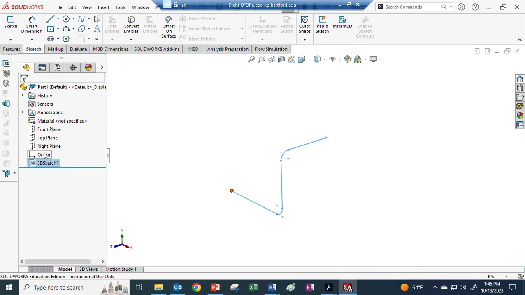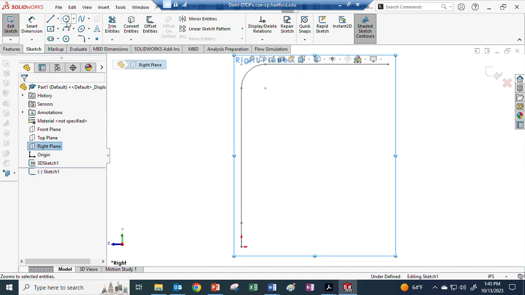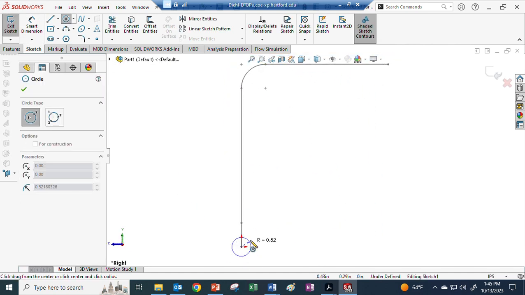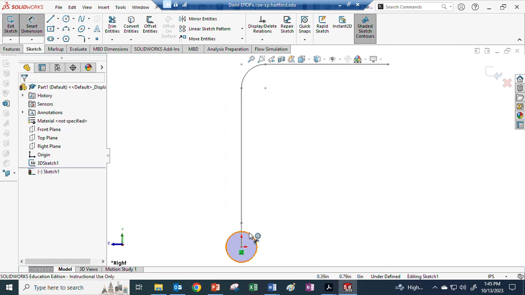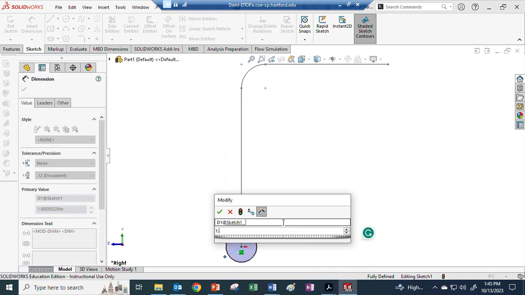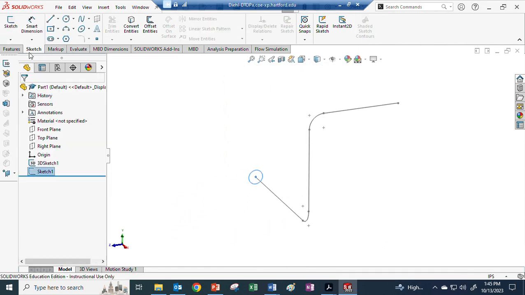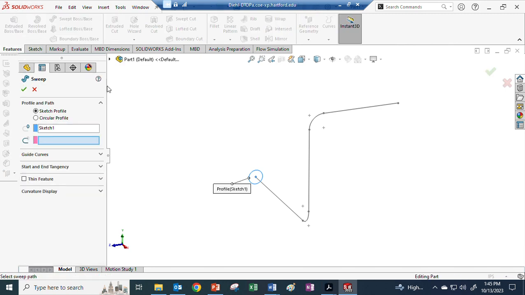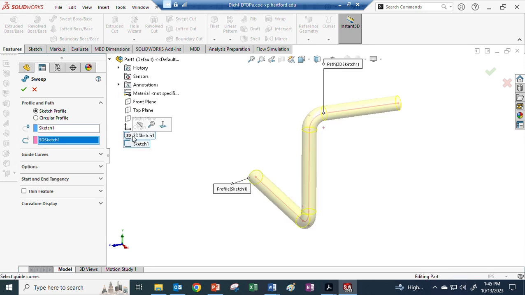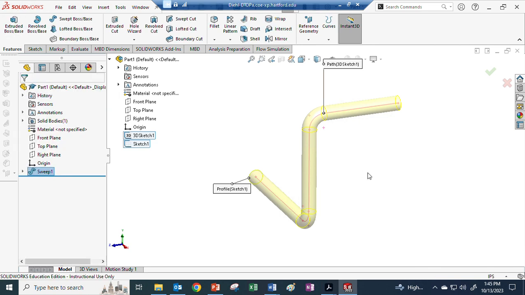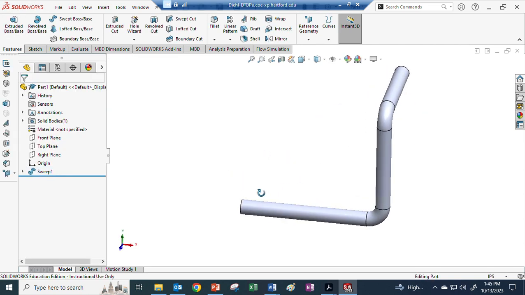And then we're done. And then here on the right plane, make a sketch down here and make that 1.25. And then sweep. What's that? Yay. And so make a simulation. Where'd you go, simulation?